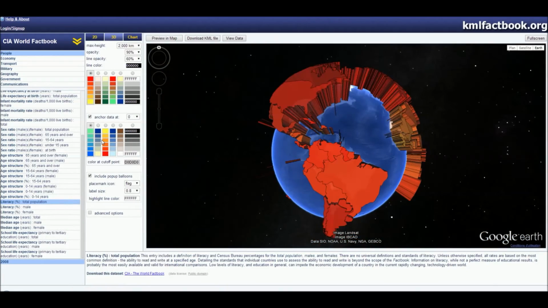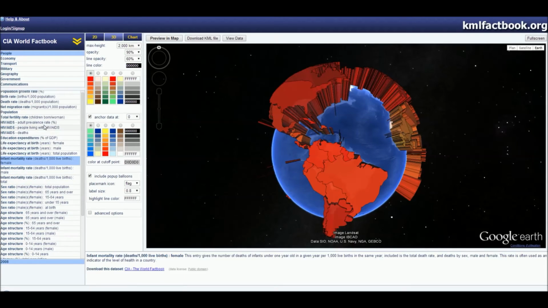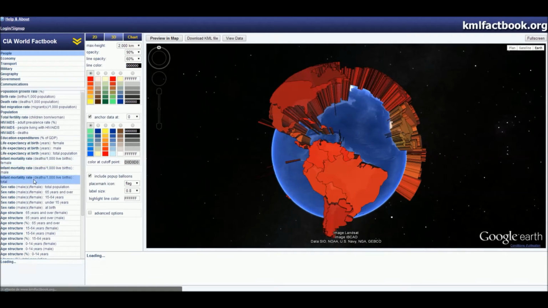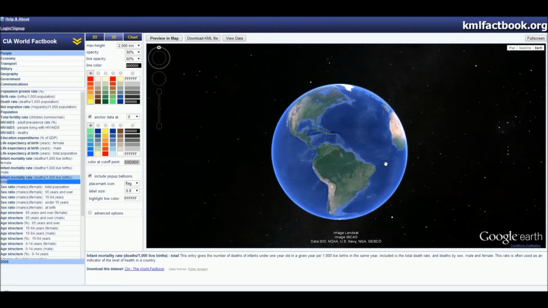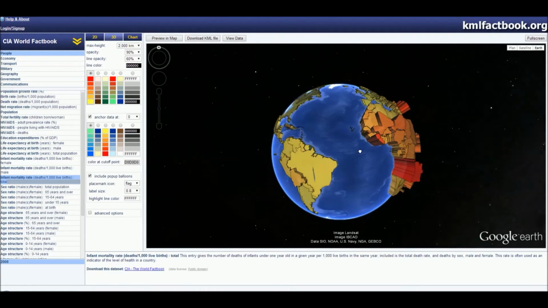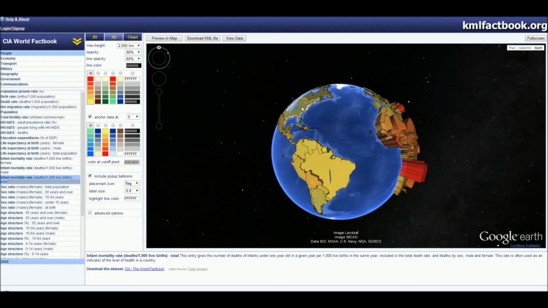Okay, our last index on the KML factbook is going to be infant mortality. Very, very important to see if a country is developing or not, and how its health care is. So here again, the lower the number, the lower the infant mortality. So first of all, what is infant mortality? It is the number of children that die before the age of 1 in 1,000 births.